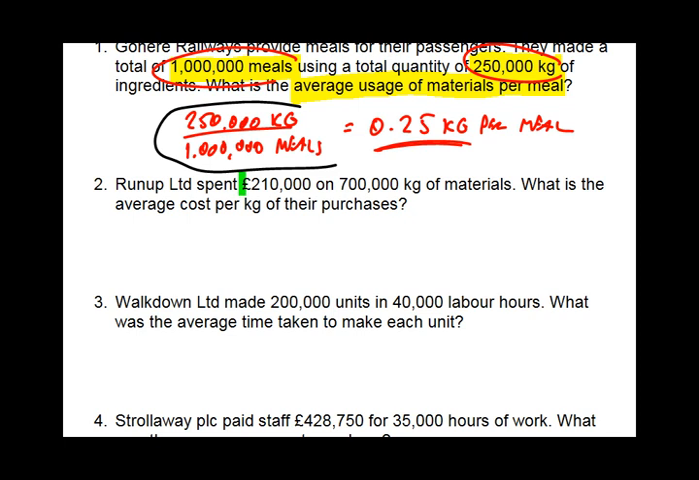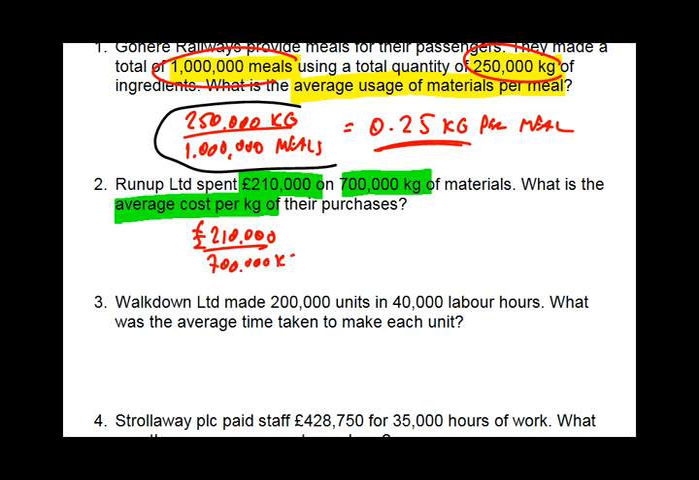Okay, example number 2. Run-Up Limited spent £210,000 on 700,000 kilograms of material. What's the average cost per kilogram of these purchases? Well, how am I going to do my division here? If I want the average cost per kilogram, so how many pounds did each kilogram cost, I need to take the £210,000 total cost, divide by 700,000 kilograms. If you do that on your calculator, 210,000 over 700,000 gives me a figure of 0.3.